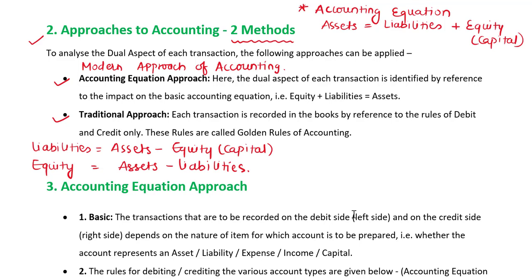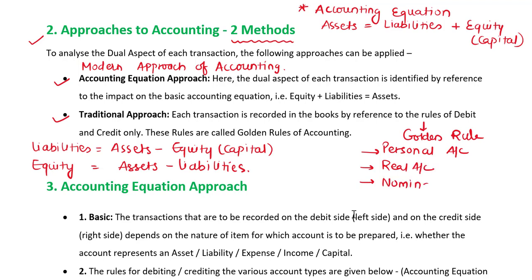Let's go to a different approach, that is the traditional approach. The traditional approach follows the golden rules of accounting. All the transactions are basically bifurcated into three parts. The first is personal account. Then we have a real account. And at last we have nominal account.